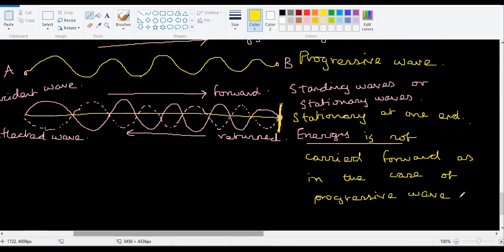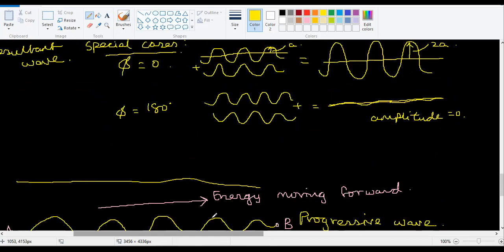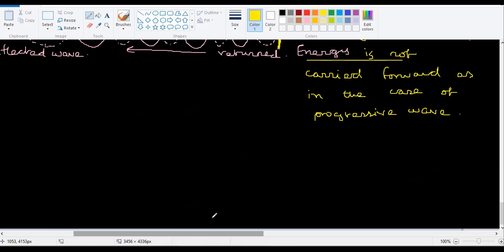Any question? Are you getting the idea of what is a standing wave? Very often you're going to hear the word standing waves or stationary waves in your 12th standard also. So study it properly. Okay, so with that introduction, you know what a standing wave is.